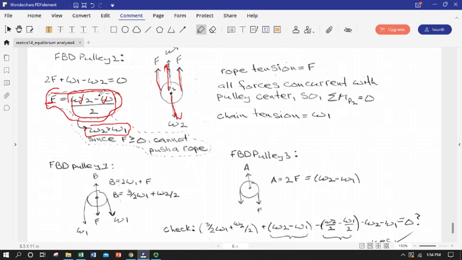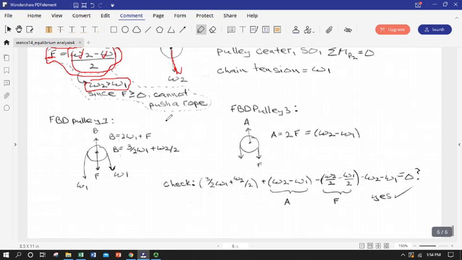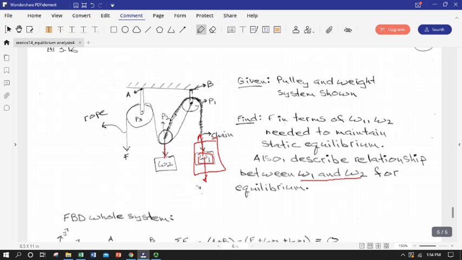F equals the difference between W2 and W1 divided by 2, and W2's got to be greater than W1, because you can't push a rope. So that was this problem. So basically just a single FBD, all our forces in the vertical, that was all it took.